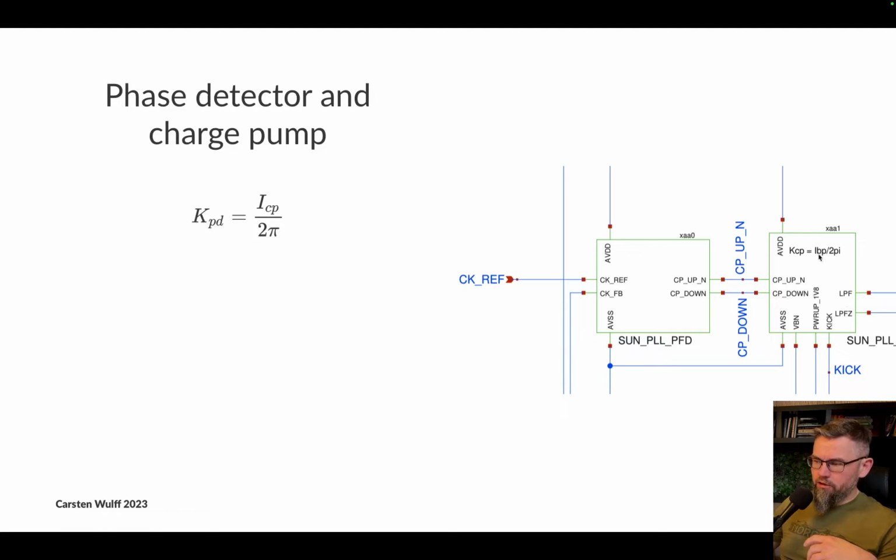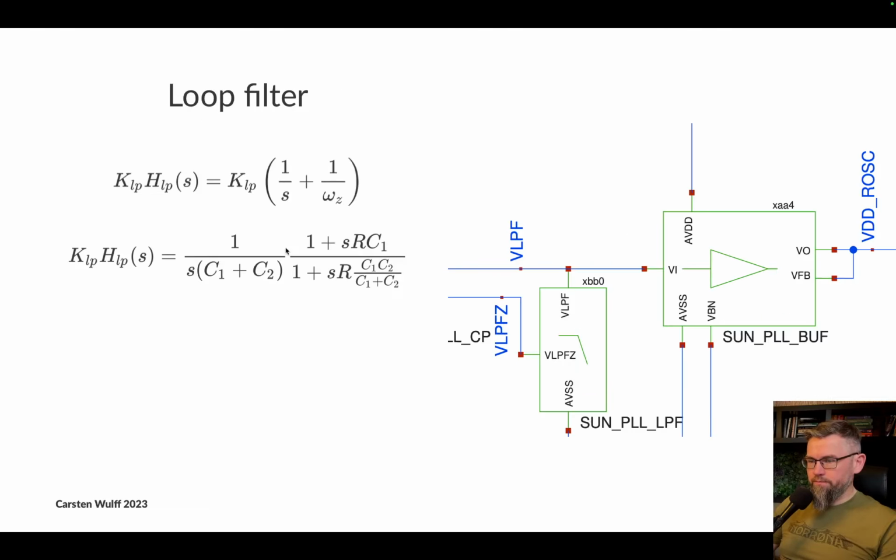So in the charge pump, we add some current, or we subtract some current or charge. The gain of the charge pump will be set by the current in the charge pump divided by 2 pi. So that's sort of the contribution that you get every period in terms of phase.